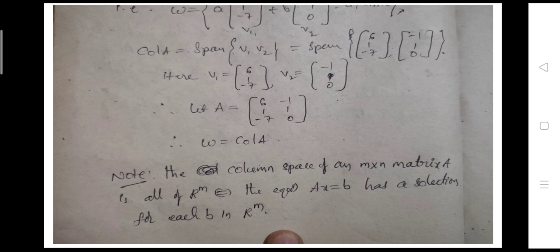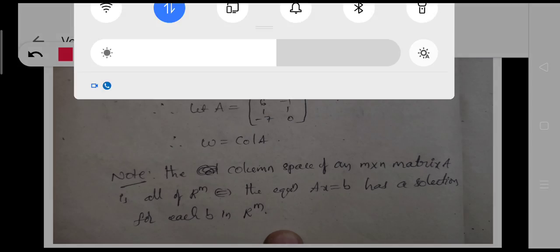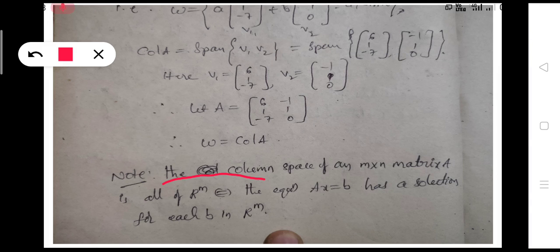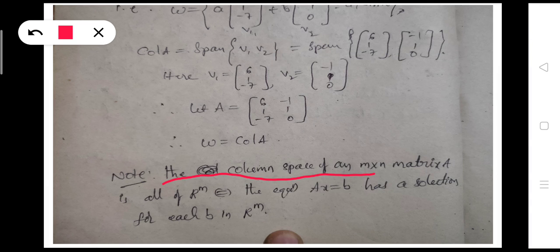We observe one note here. The column space of an m by n matrix A is all of R^m if and only if the equation Ax = b has a solution for each b in R^m.